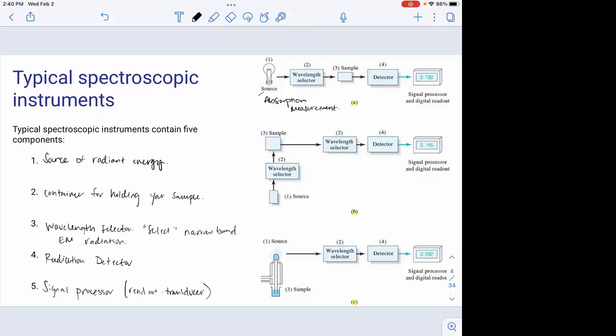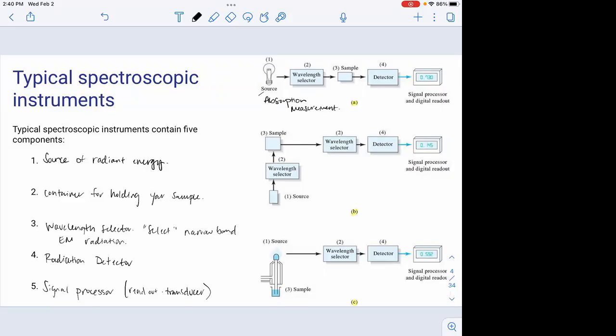The detector will detect the intensity of the light that comes out of the sample, looking, and again, remember, we're looking for the attenuation of the intensity of light after it hits the sample. So that's what that detector is coming up with. And then you have some sort of signal processor with a digital readout, right? That readout transducer. So that's an absorption measurement.